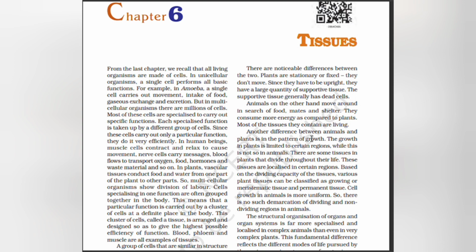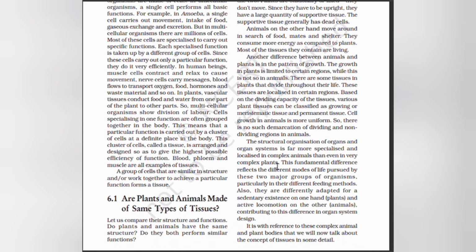Another difference between animals and plants is in the pattern of growth. The growth in plants is limited to certain regions, while this is not so in animals. There are some tissues in plants that divide throughout their life. These tissues are localized in certain regions. Based on the dividing capacity of the tissues, various plant tissues can be classified as growing or meristematic tissue and permanent tissue. Cell growth in animals is more uniform. So there is no such demarcation of dividing and non-dividing regions in animals.